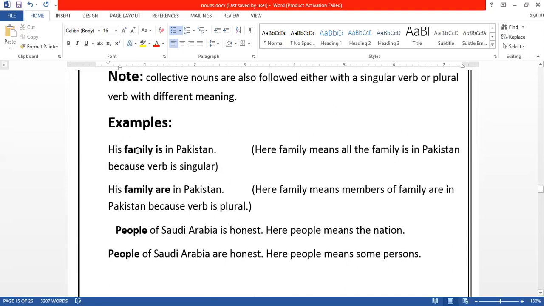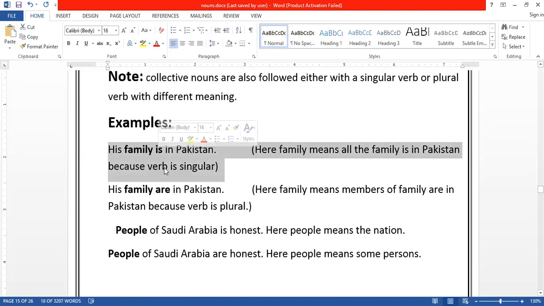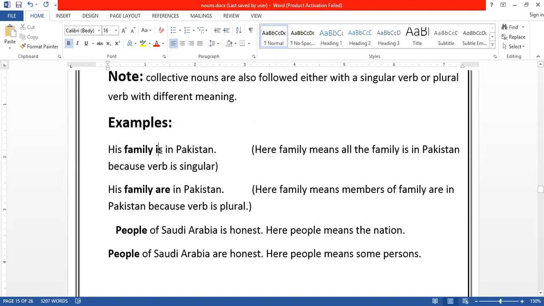For example, can you see family here? Family is a collective noun, and we have used the verb is. His family is, and we have used what? We used a verb here, that is. And is singular here. It is correct. But if you take this next example here, family, and we have used what? We have used are in this case. Both of them are correct. You can use a singular verb, also you can use a plural verb.